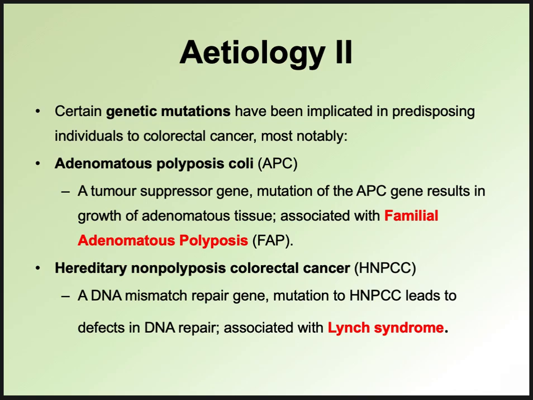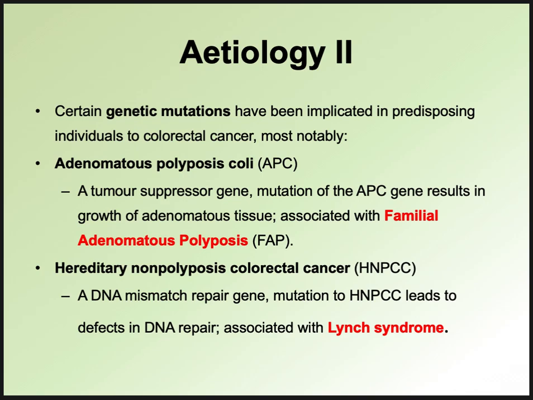Certain genetic mutations can predispose individuals to CRC. The first one I'd like to talk about is an autosomal dominant mutation in the tumor suppressor gene APC, adenomatous polyposis coli. Mutation of this gene results in growth of adenomatous tissue associated with the condition familial adenomatous polyposis. So with FAP, patients will present in early childhood with colonic polyps, which then become adenocarcinomas as the patients enter their 40s. Around 90% of patients with FAP develop adenocarcinoma in their 40s.